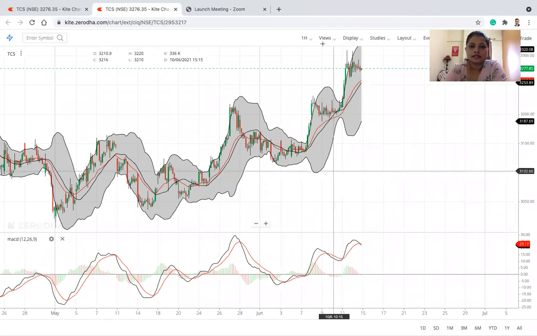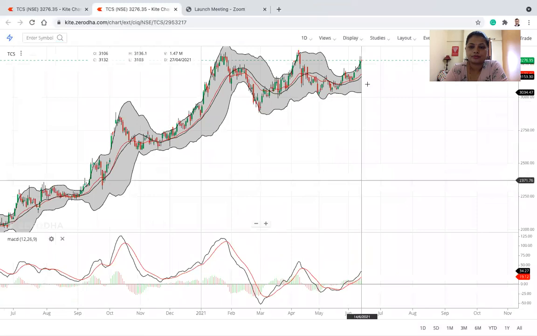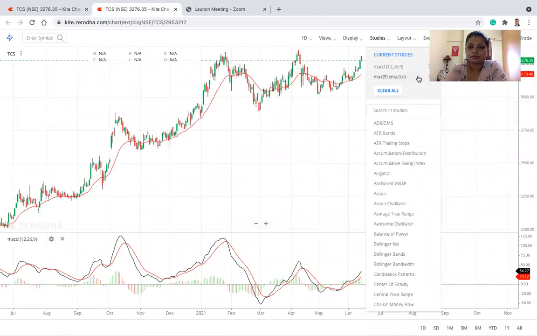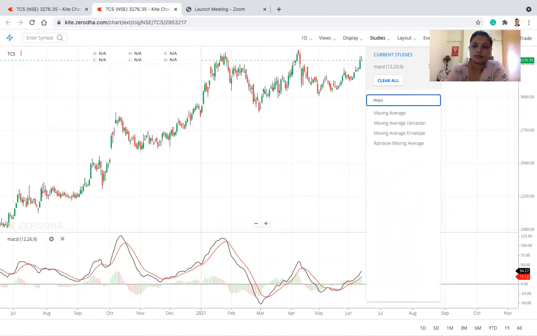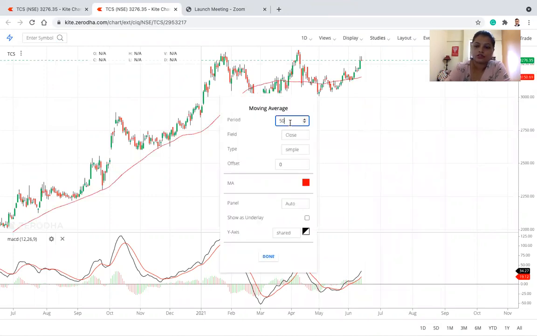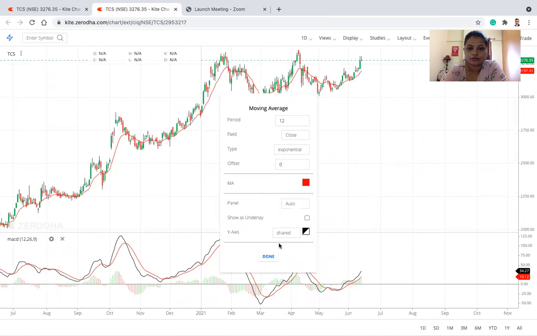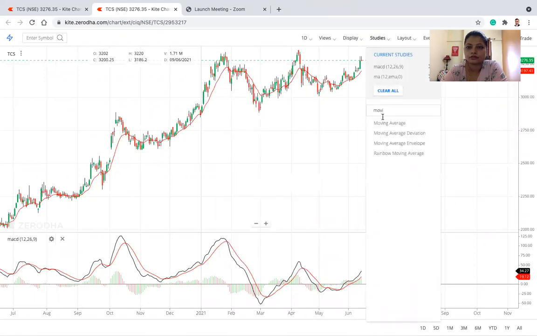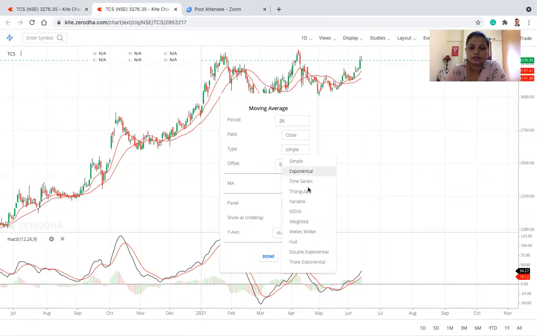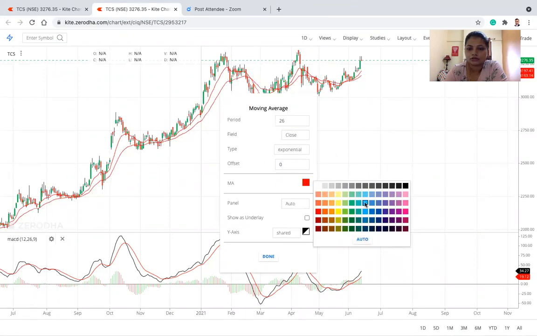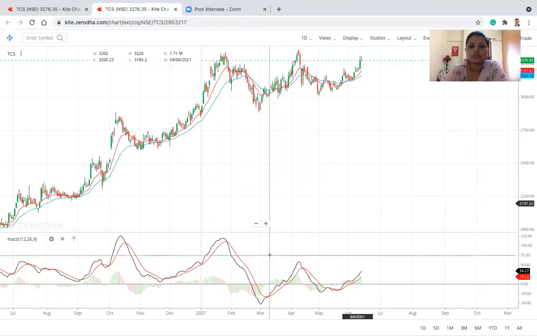I've taken a TCS daily chart. I've already added MACD here. Just for understanding, I'm adding two averages: one is the 12 period exponential moving average, and another is the 26 period exponential moving average. We'll change the color so that it's easy for us. Done.